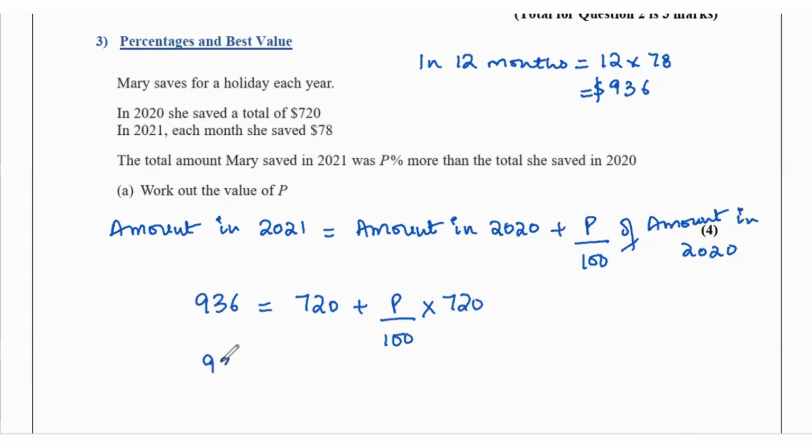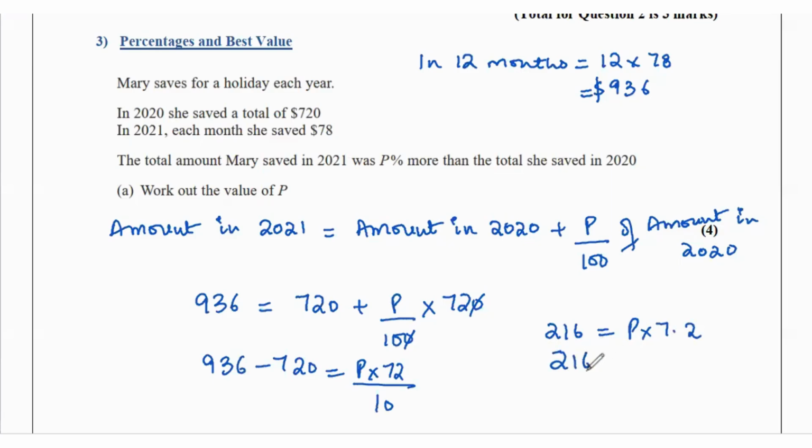So we do 936 minus 720 equals P times 720 over 100. I cancel the zeros out. So 936 minus 720 is 216. 216 equals P times 7.2. And 216 divided by 7.2 gives us the value of P, which is 30.